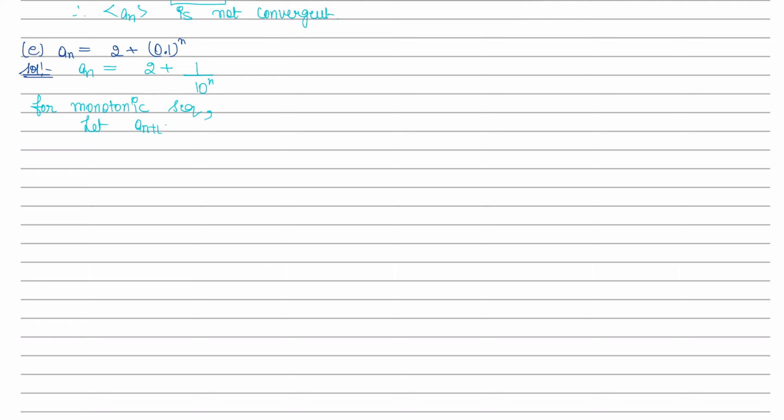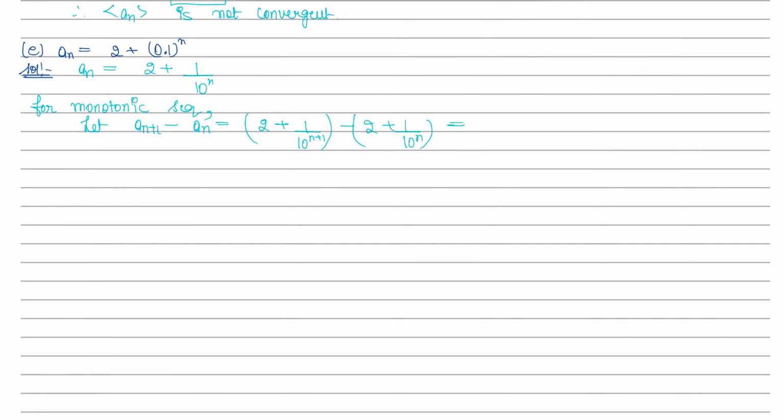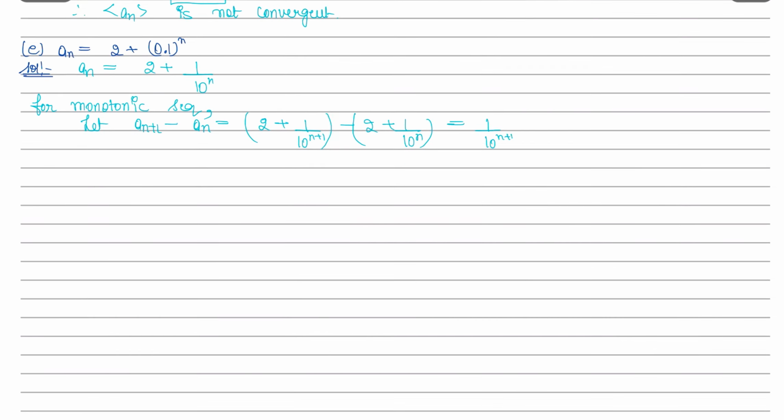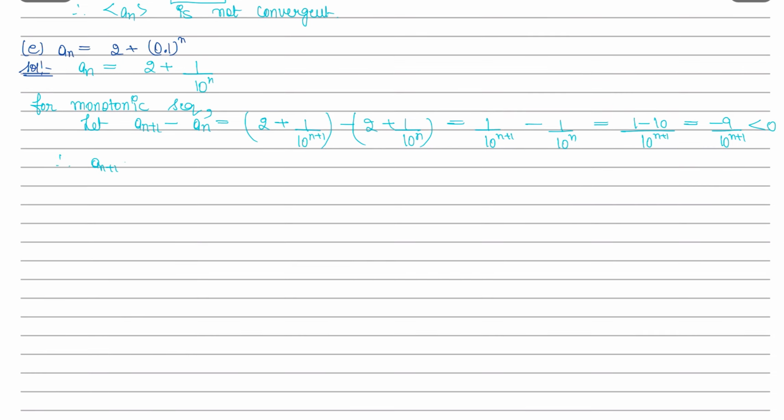Let a_(n+1) minus a_n is equal to 2 plus 1 upon 10^(n+1) minus 2 plus 1 upon 10^n. This is 1 upon 10^(n+1) minus 1 upon 10^n, and this becomes 10^(n+1) in the denominator, and 1 minus 10 is equal to minus 9 upon 10^(n+1), and this term is always negative, so this is less than 0. Therefore, a_(n+1) minus a_n is less than 0, which implies that this given sequence a_n is a decreasing sequence.